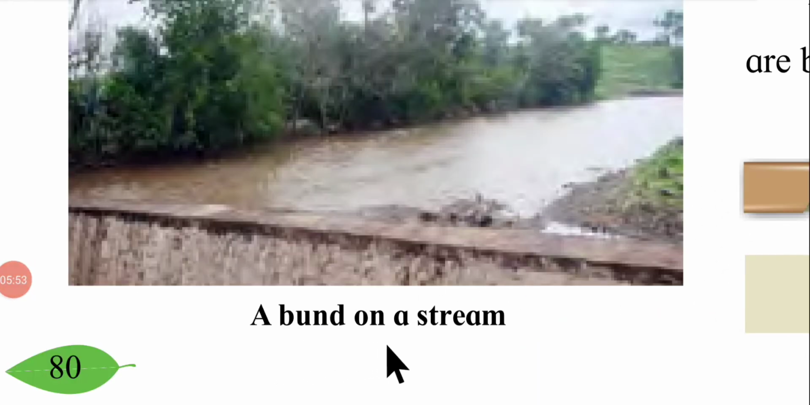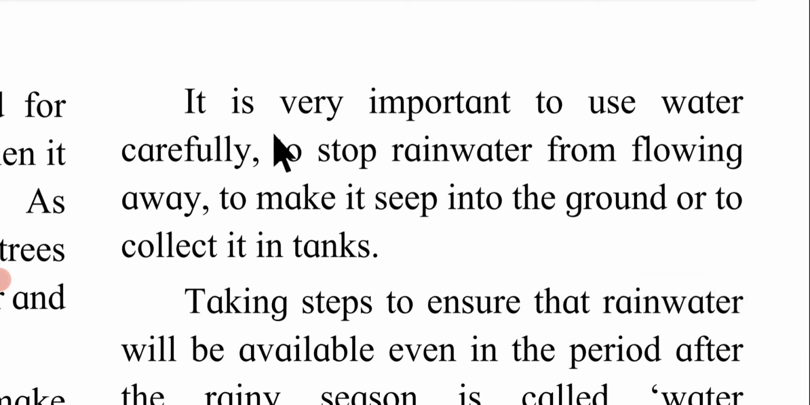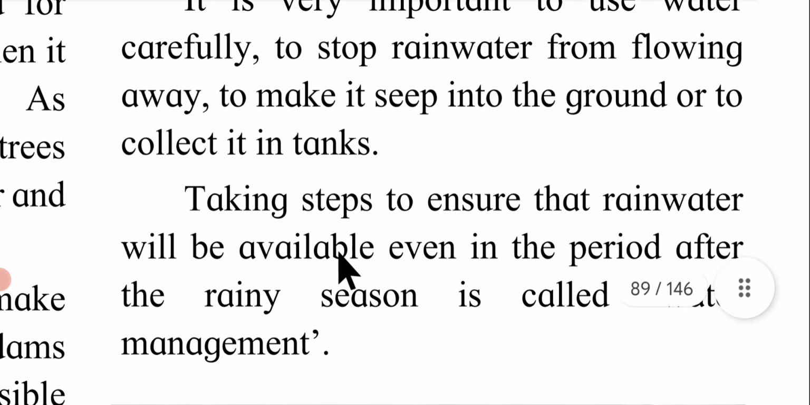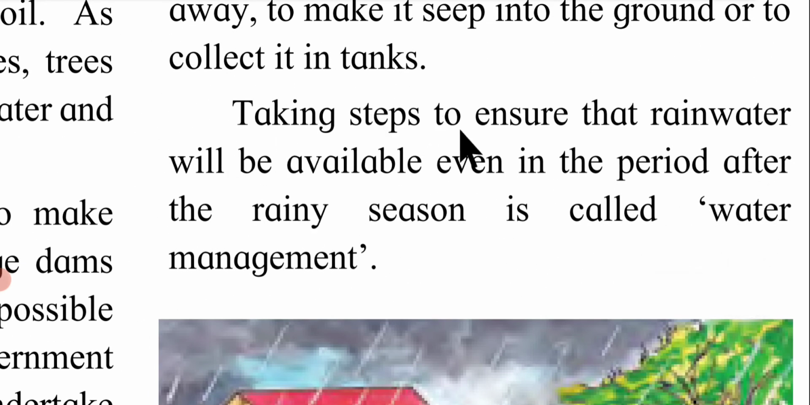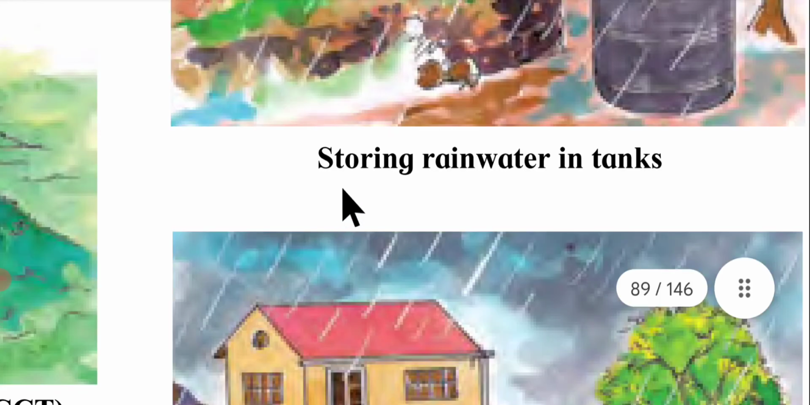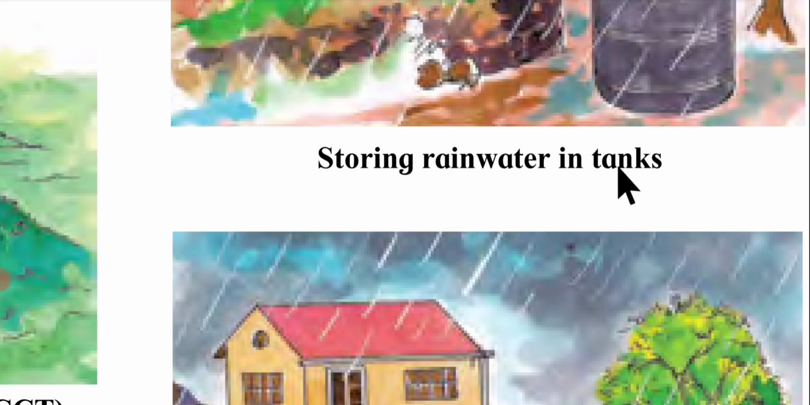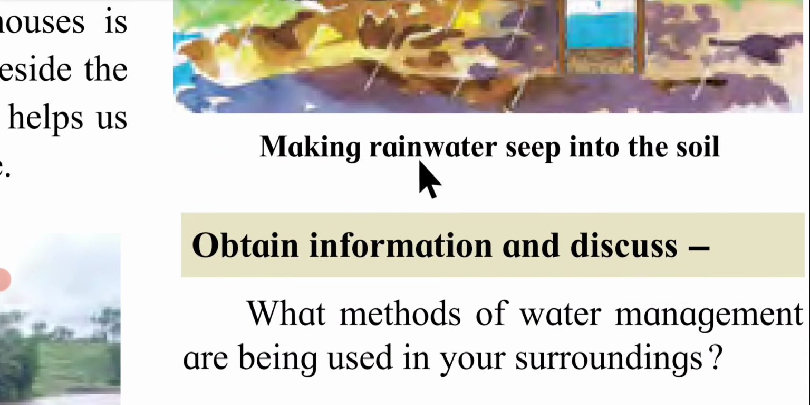A bund on a stream. It is very important to use water carefully, to stop rainwater from flowing away, to make it seep into the ground, or to collect it in tanks. Taking steps to ensure that rainwater will be available even in the period after the rainy season is called water management. Storing rainwater in tanks. Making rainwater seep into the soil.